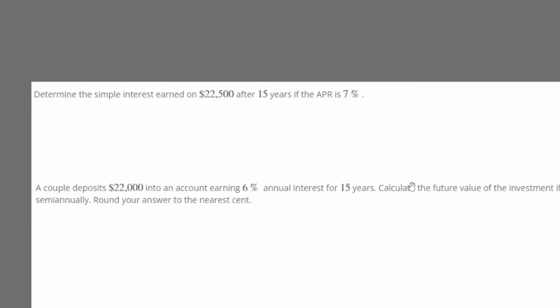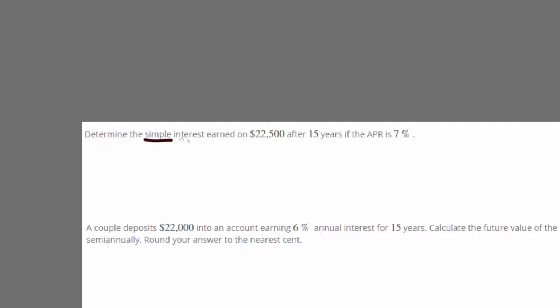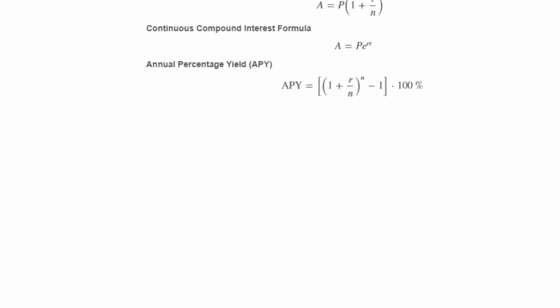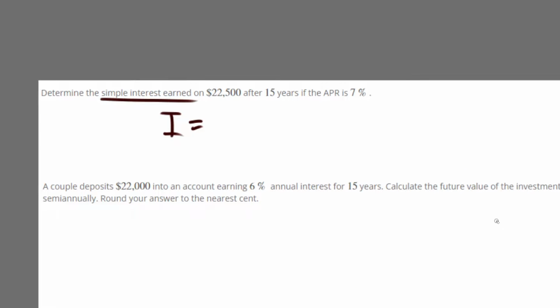So this first question says, determine the simple interest earned on $22,500 after 15 years if the APR, annual percentage rate, is 7%. So it's pretty much giving us explicitly what we need to do. We need to find the simple interest earned. So if you remember, our simple interest formula is I equals principal times rate times time.